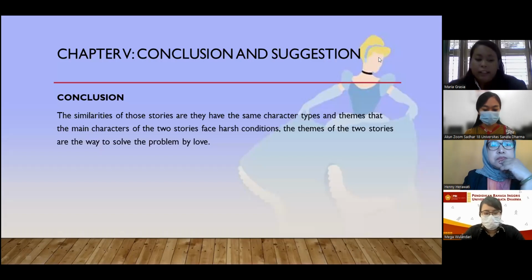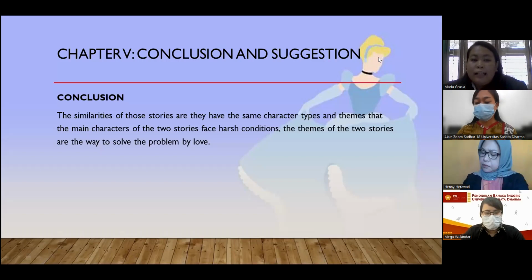Next, the conclusion. Before I close my presentation about my thesis today, I would like to deliver some conclusions to my research. The similarities of the two stories are that they have the same character types and themes, that the main characters of the two stories face harsh conditions. The theme of the two stories is the way to solve the problem by love.